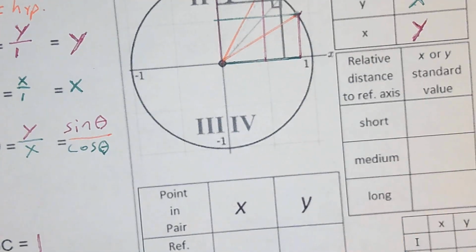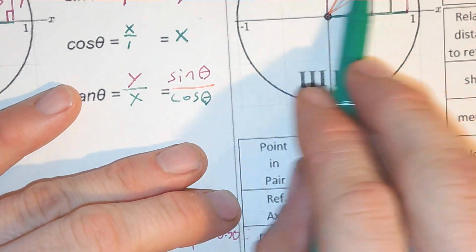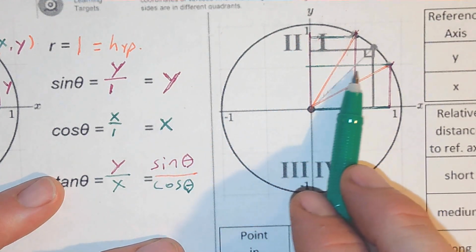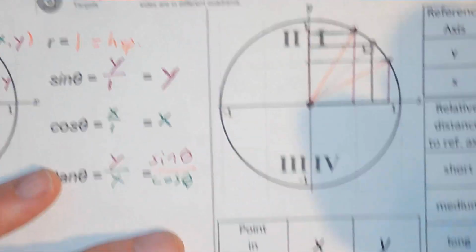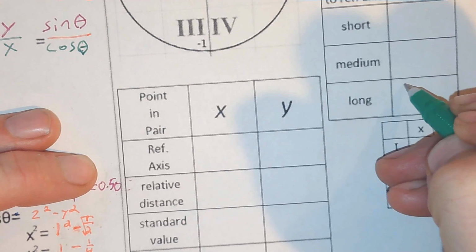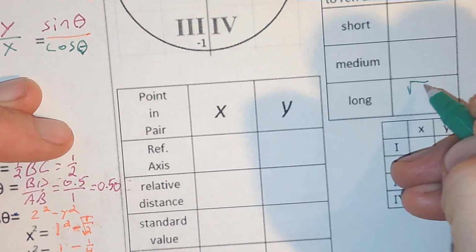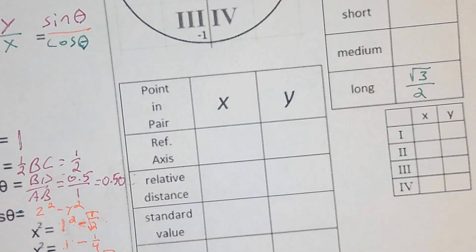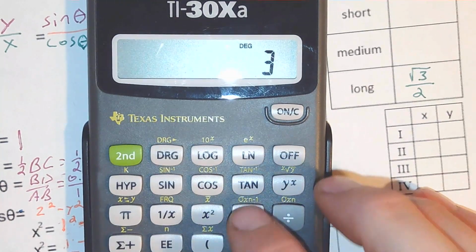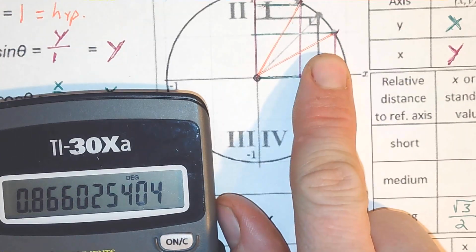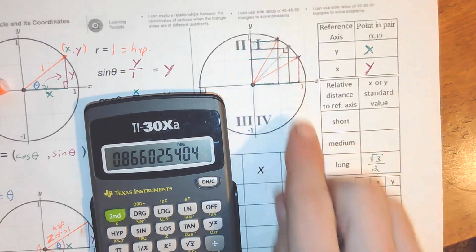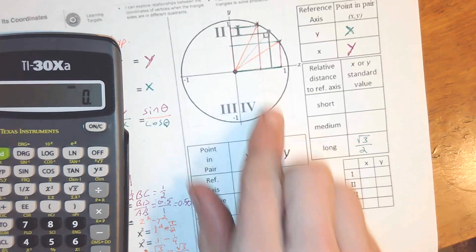So our longest value, if you look at these three values here, the longest value you're going to get is the square root of 3 divided by 2. That's going to be less than 1. It has to be, because the longest length on this is 1. Let me go down a little bit so you guys can see that. The longest length is 1, so all of these are going to be less than 1.